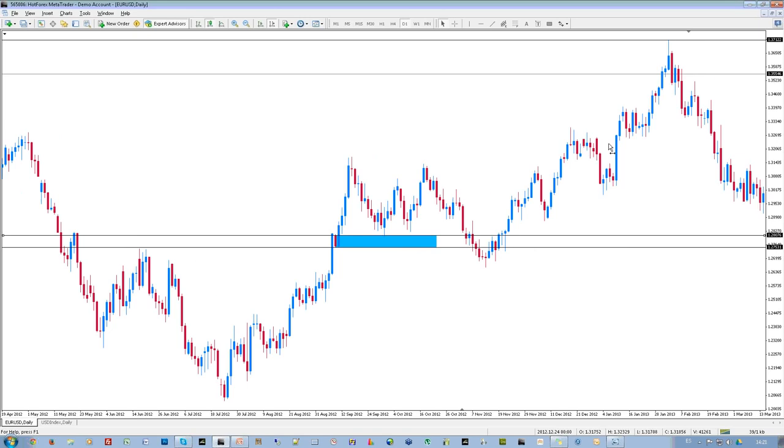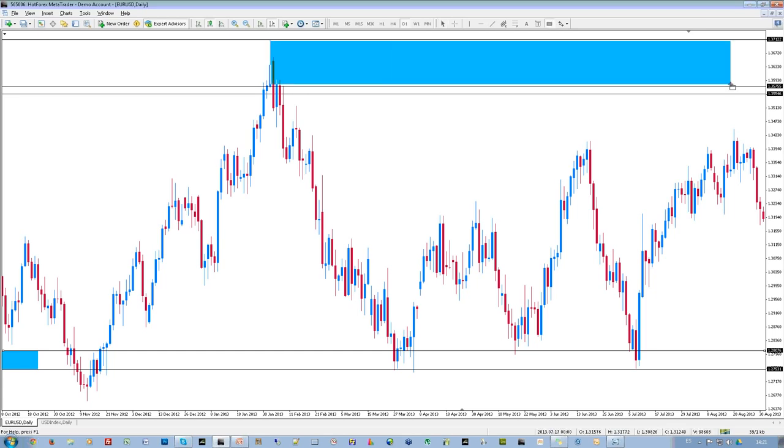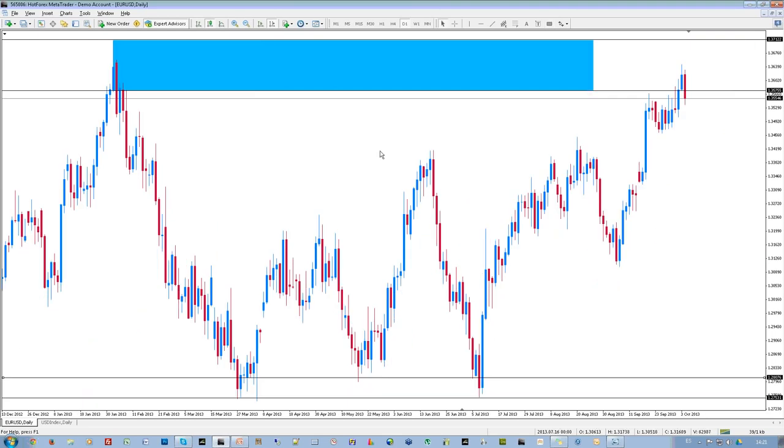So now in current time, as you can see, we have this level of supply on the euro, on the daily. We have this high, this is the base, and then this is the whole area. And look at what the euro is doing. It's reacting to it. Now, what has the euro got underneath?